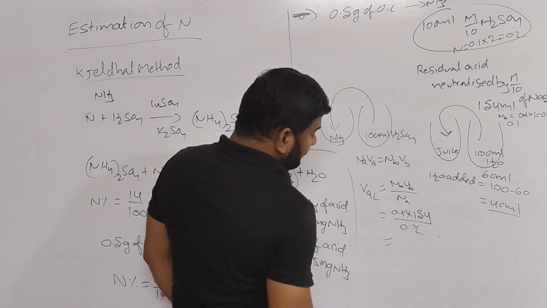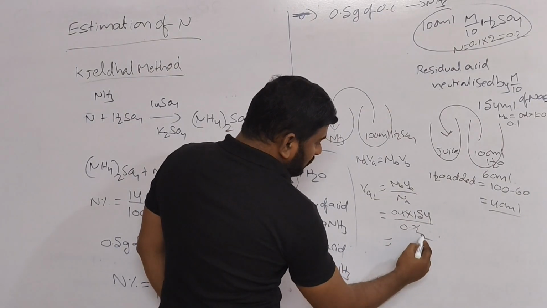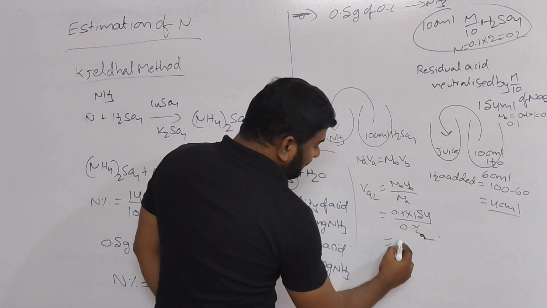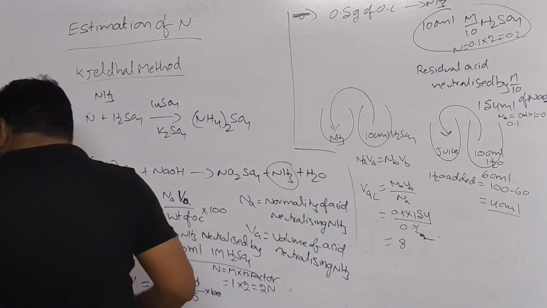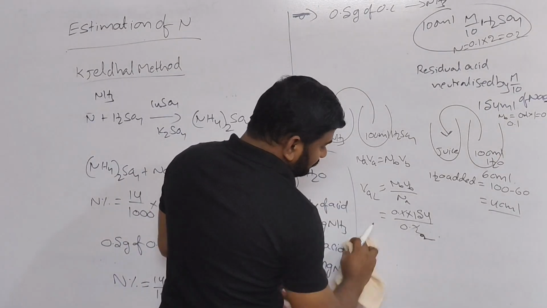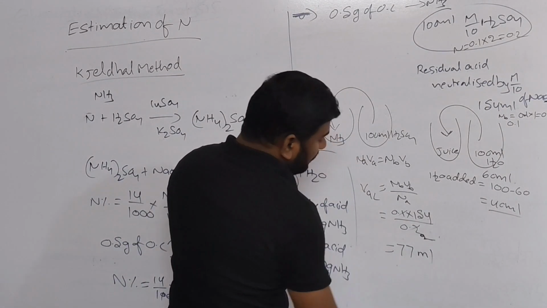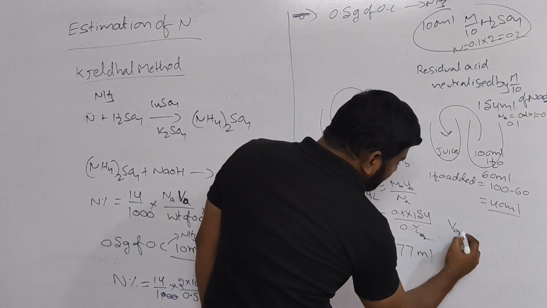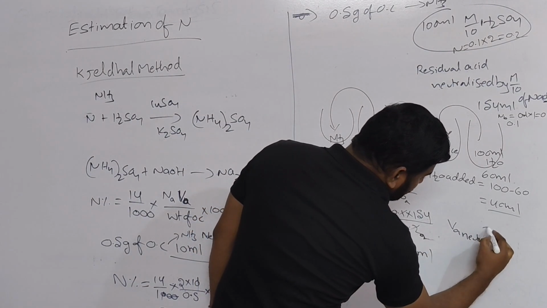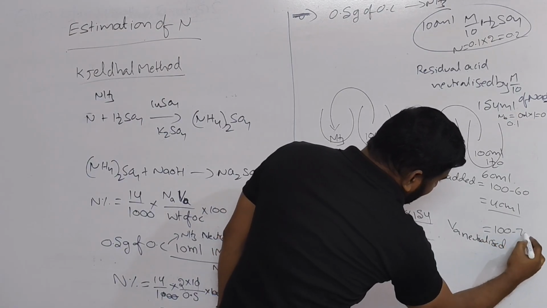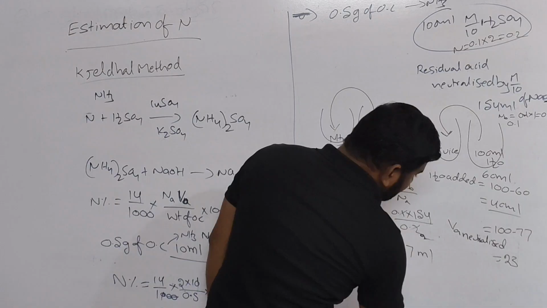So how much will it come? 154 by 2 means how much volume will come? 77 ml. Then the volume of acid neutralized is 100 minus 77. How much will we get? 23. This is the volume of acid neutralizing.